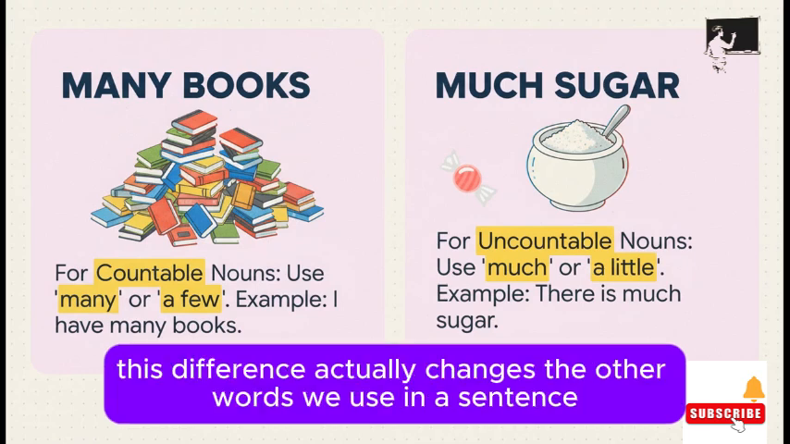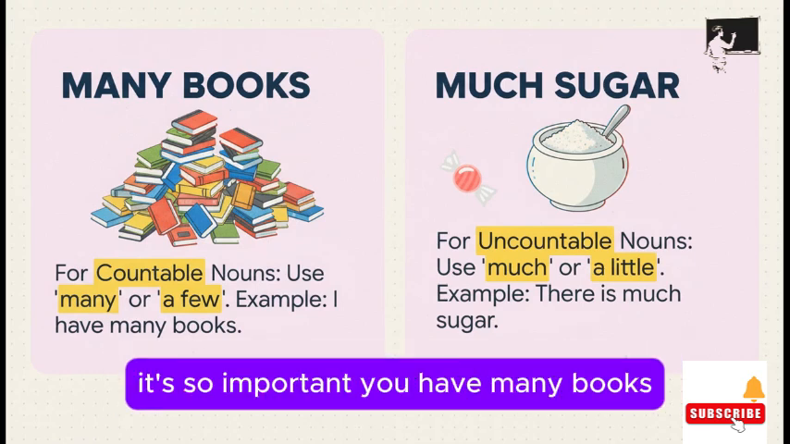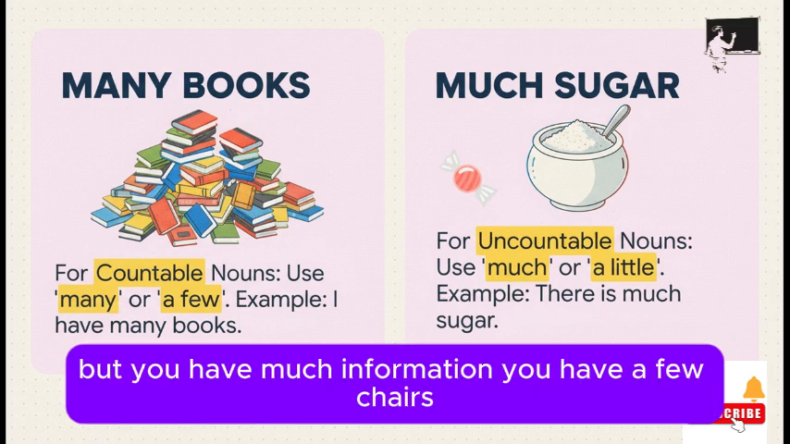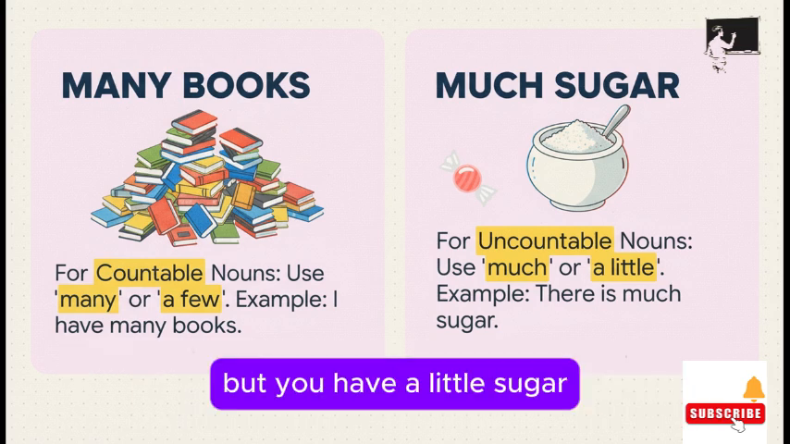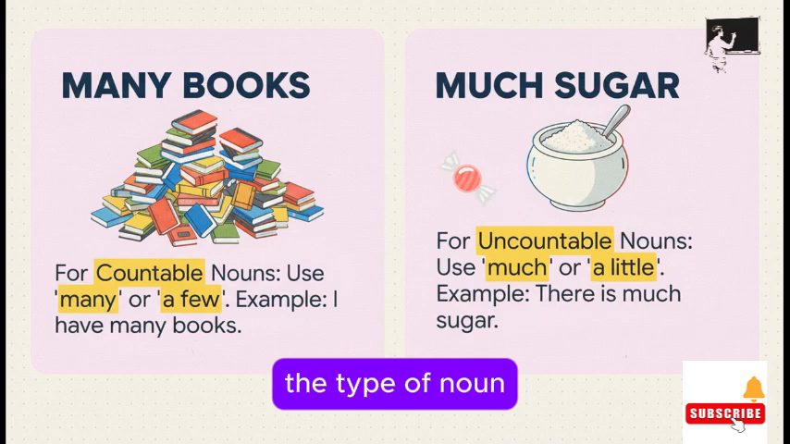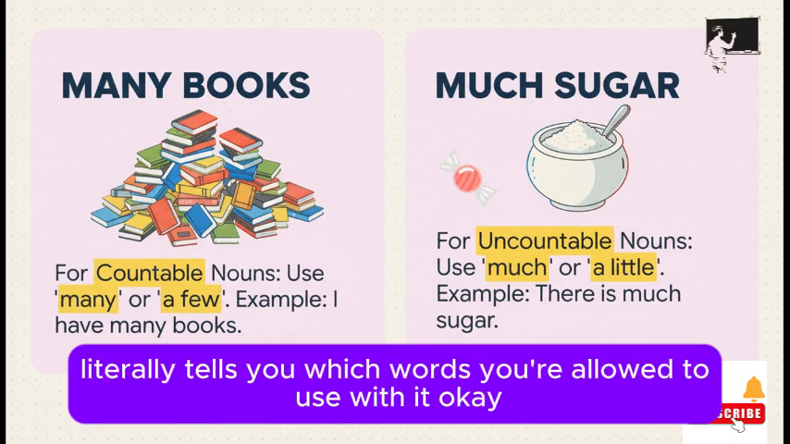And get this, the difference actually changes the other words we use in a sentence. It's so important. You have many books, but you have much information. You have a few chairs, but you have a little sugar. The type of noun literally tells you which words you're allowed to use with it.